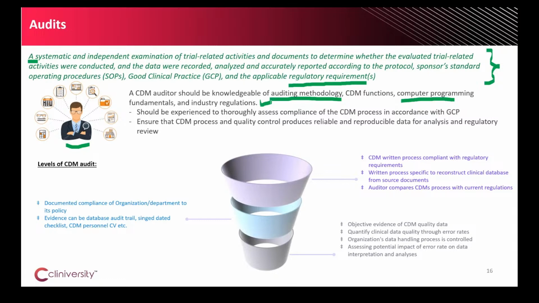Now, the following 3 levels should be examined in the CDM audit. The first one is the written processes. They should be compliant with the regulatory requirements and should specify process steps and decision points which are required for handling and processing the clinical data. This will also include instructions for manual reviews, data entry conventions, and even the data clarification processes. Written procedures should be specific enough to enable the clinical database to be reproduced using the source documentation. To determine the level of compliance with regulatory requirements, an auditor will compare CDM processes with the current regulations.